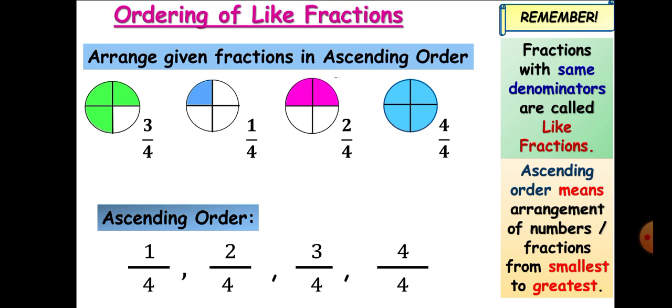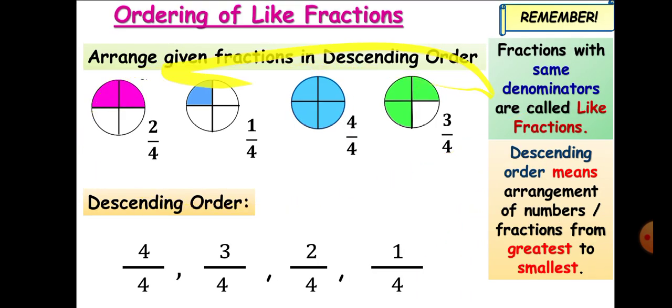So today let's order the like fractions. For that you should remember some points: fractions with the same denominators are called like fractions, and ascending order means arranging numbers or fractions from smallest to greatest. So first of all, I have 3 over 4, then 1 over 4, then 2 over 4, then 4 over 4. In this it's easy because they have the same denominator, so there's no problem. The order is 1 over 4, 2 over 4, 3 over 4, 4 over 4.